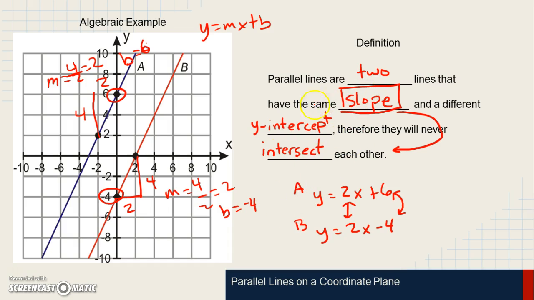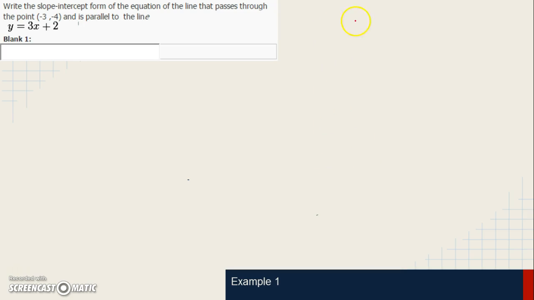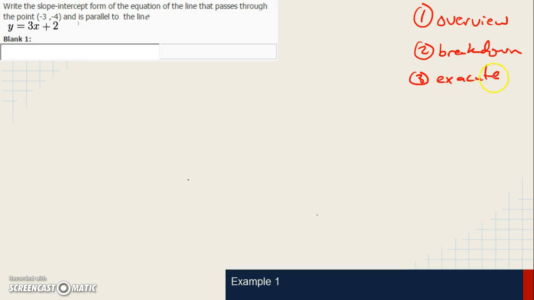So now that we understand what parallel lines are, let's go ahead and use this definition in solving these next three problems. As I go through these problems, I'm going to use the process that we've been using, which is to overview, to break down the problem, then we're going to execute a plan, and we're going to close out.